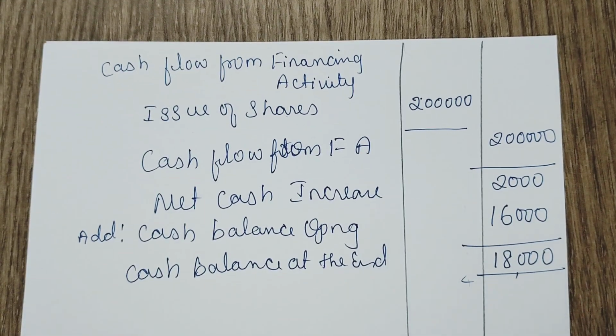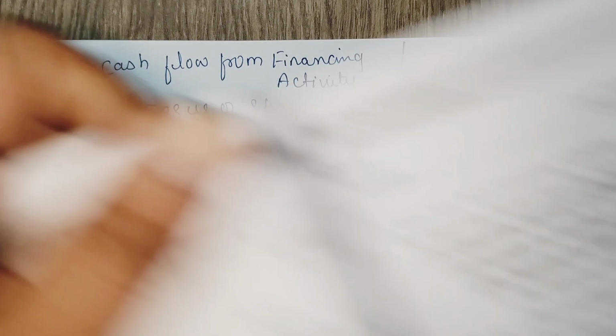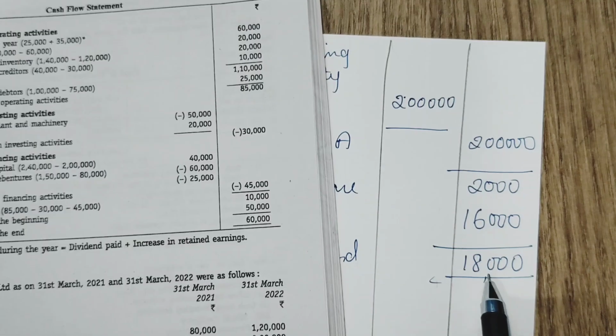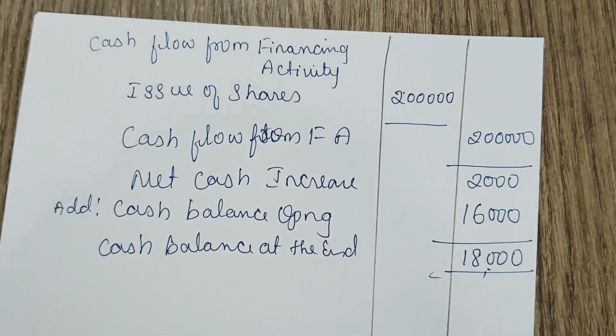That tallied, right? Our problem is correct. See here, what is the cash at the end? 18,000. Our answer is 18,000. I hope you all understood.